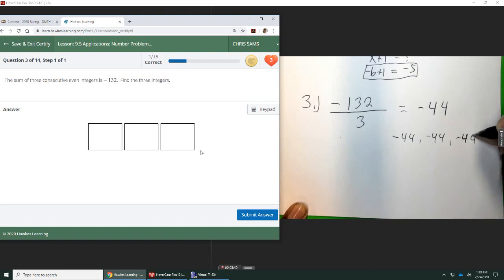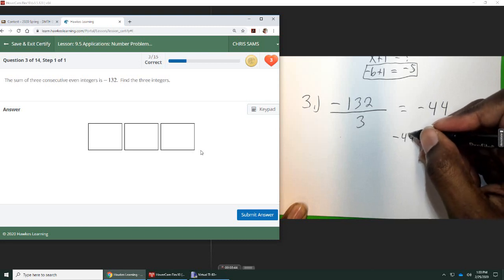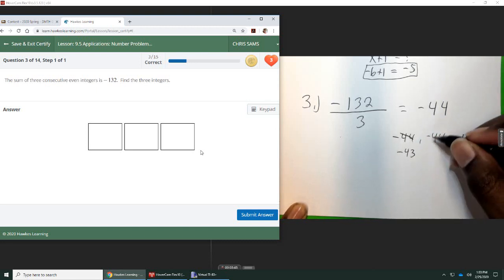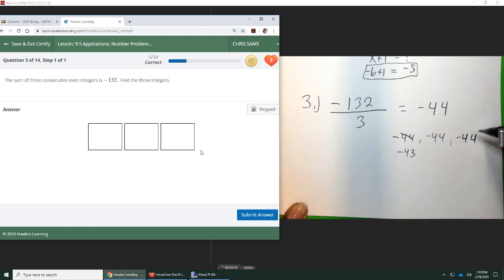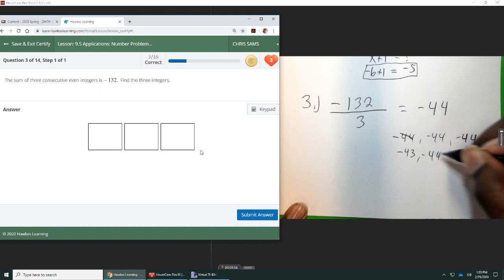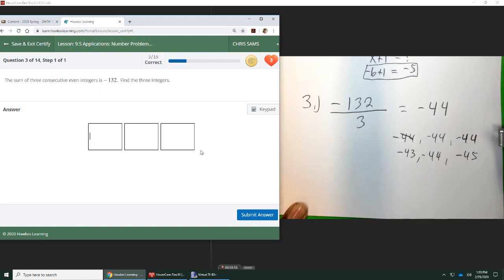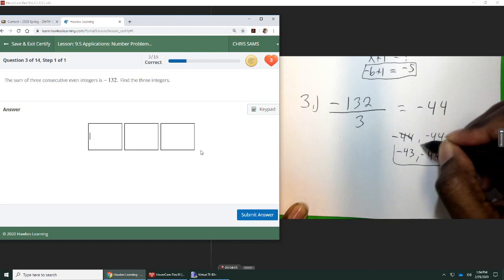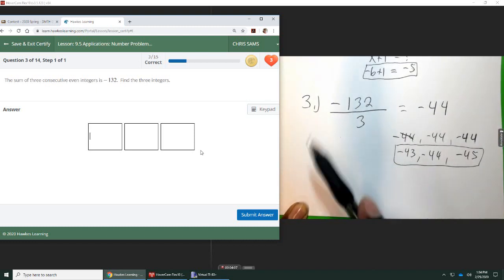And essentially, we want three numbers in a row. So if I take one from this guy and give it to the biggest guy over here, I actually should see the negative 1, we get a negative 45. Okay, so essentially we go down 1 and we go up 1 from this number, and we'll get these three numbers back to back, and if you add those three up, you should get negative 132.